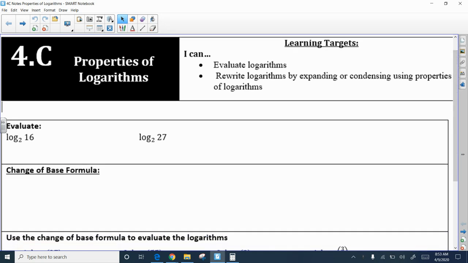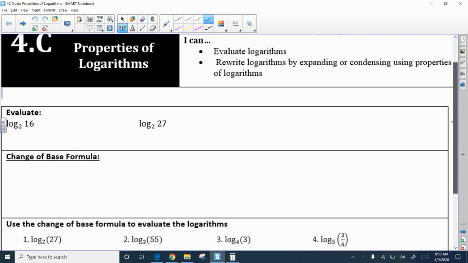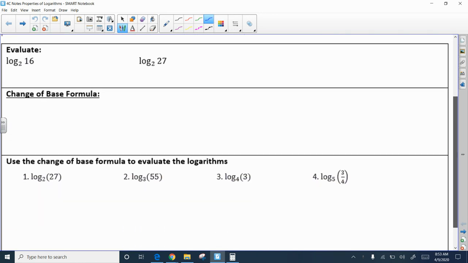So just to refresh our memory, let's evaluate a couple logarithms. We already know what it means to evaluate a logarithm. On this first one, if we're trying to evaluate log base 2 of 16, remember that means we're trying to find what power we have to raise the base to. So we're trying to figure out 2 to what power equals 16. In this case, it'd be 2 to the 4th power. So when we evaluate log base 2 of 16, we get 4.